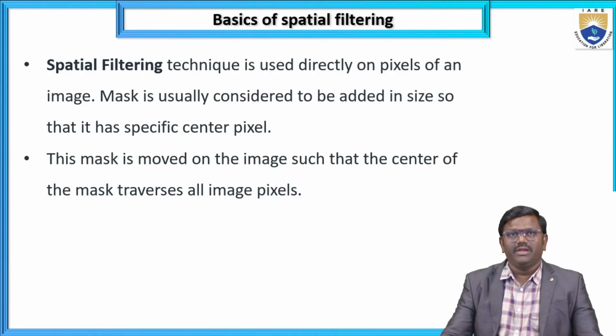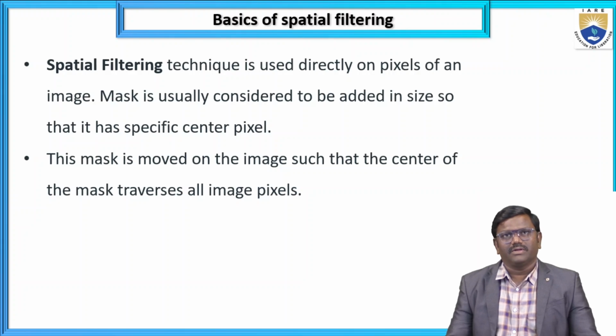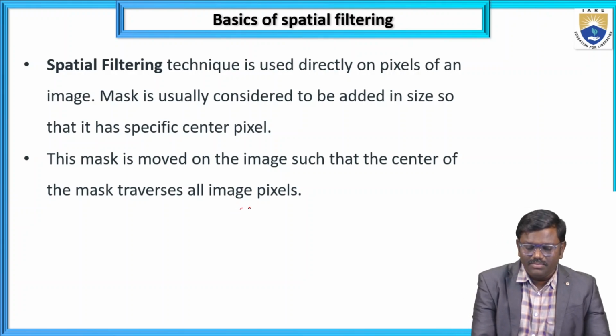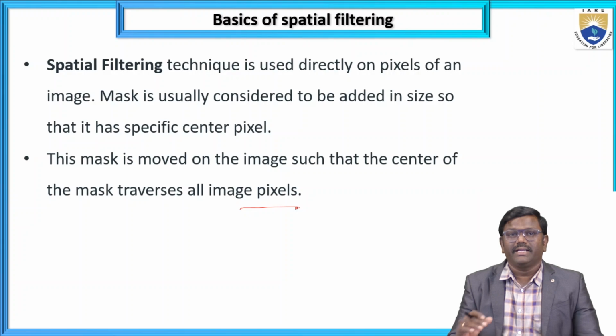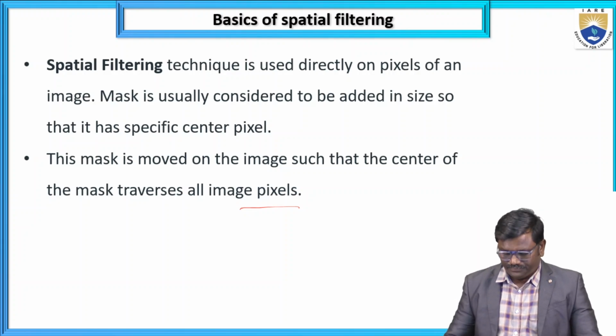Okay, so the meaning of spatial filter is a technique used directly on the pixels of an image. A mask is usually considered to be odd in size so that it has a specific center pixel. This mask is moved on the image such that the center of the mask traverses all the image pixels. An image contains a number of pixels.